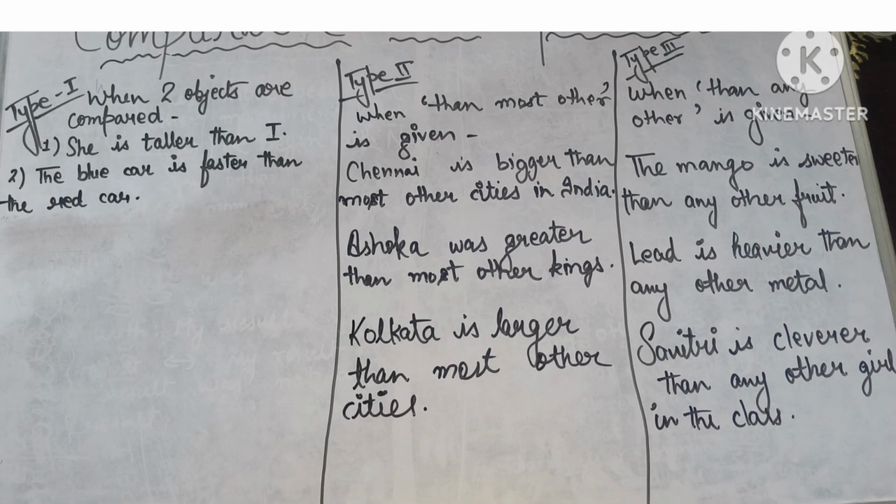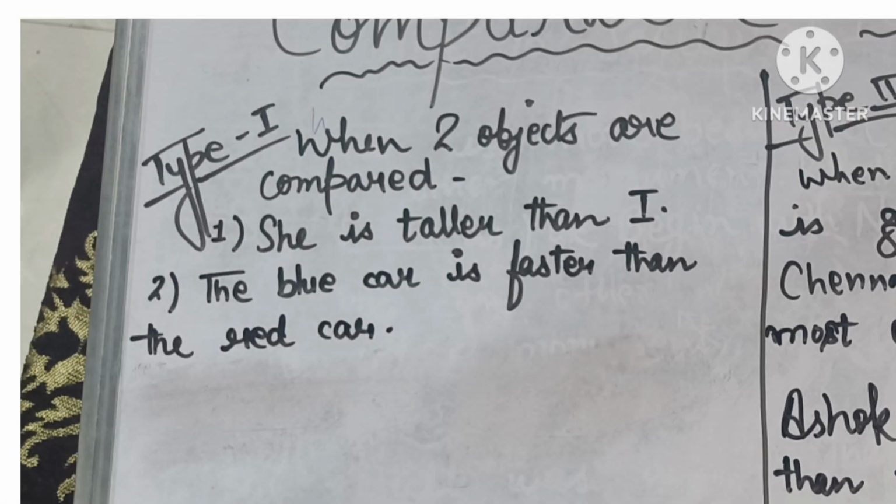So my dear students, there are 3 categories of sentences that they might give you to transform from comparative to positive degree. Only 3 categories are there. Apart from these categories, you will never find a sentence that you have to transform from comparative to positive degree. In category number 1, they give you sentences in which they compare 2 objects. For example, she's taller than I. You can see in this sentence, she and I are compared. In the second sentence, the blue car is faster than the red car. So here we can see 2 objects, the blue car and the red car, are compared.